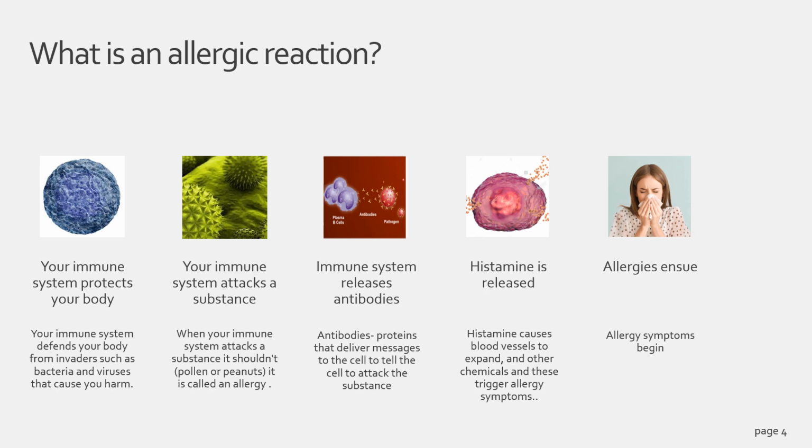The immune system releases antibodies. Antibodies are proteins that deliver messages to the cell and tell the cell to attack the substance. Histamine is then released. Histamine causes blood vessels to expand and other chemicals, and these trigger allergy symptoms. And then allergy symptoms ensue.